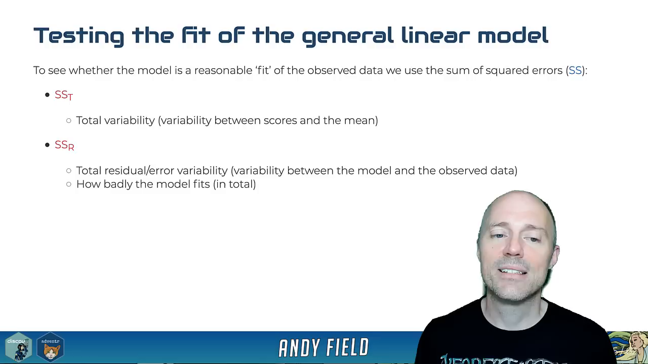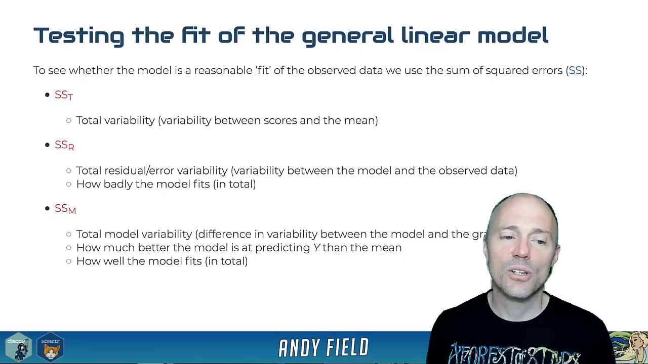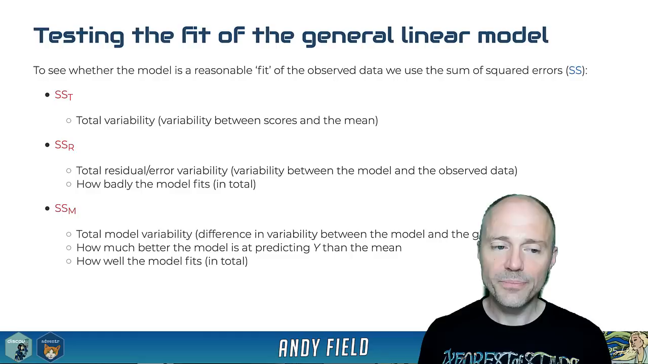So in other words, it's how badly the model fits in total. And we can also look at something called a model sum of squares, and this looks at how much better the model is at predicting the outcome than the mean was. So in other words, it's like how well the model fits in total. So we'll have a look at how each of these is calculated.